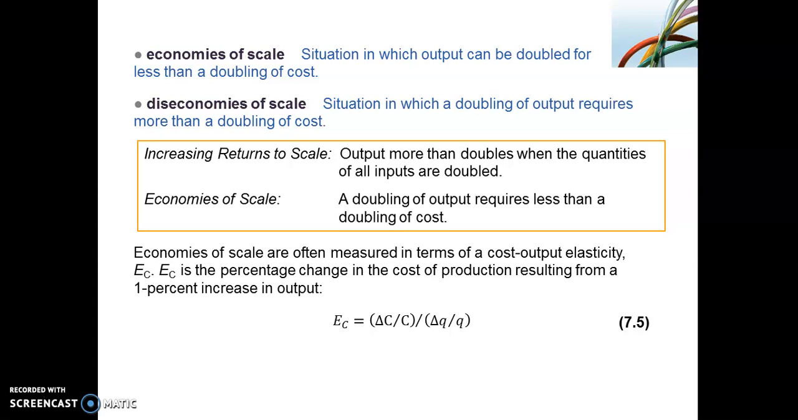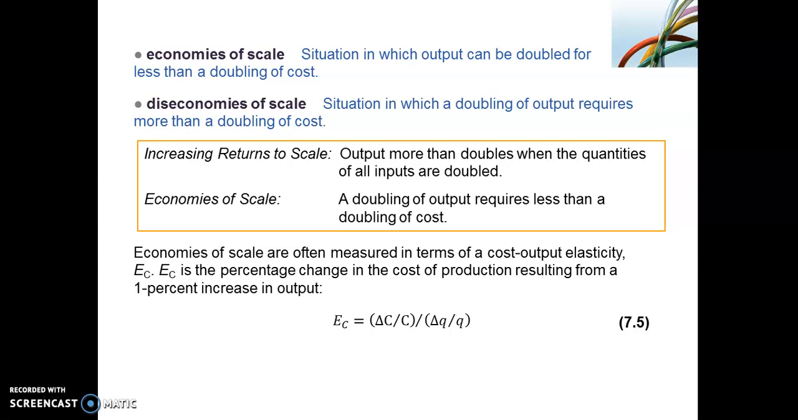Now, economies of scale describe a situation where output can be doubled for less than a doubling of cost. Diseconomies of scale is a situation where you can have a doubling of output, but it requires more than a doubling of cost. It must be noted that economies of scale differ from the returns to scale that you dealt with in chapter 6. Remember, returns to scale relates inputs to output. Here, with economies of scale, we're looking at output and cost.